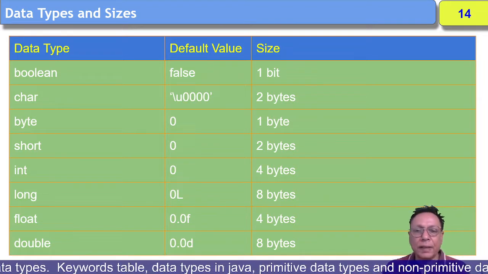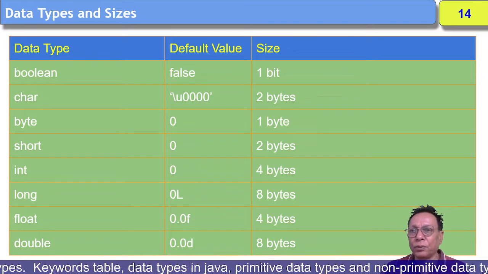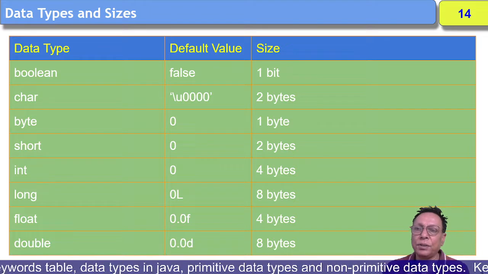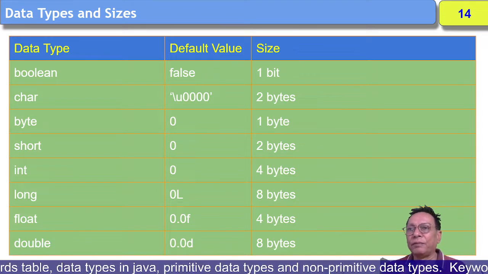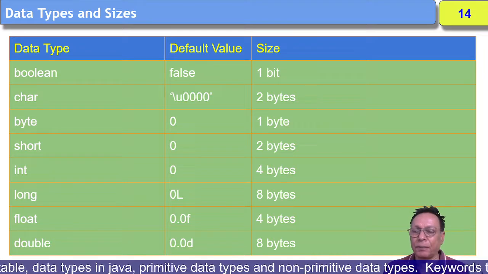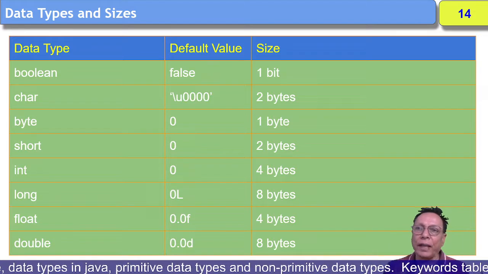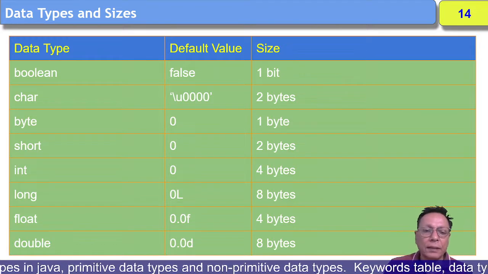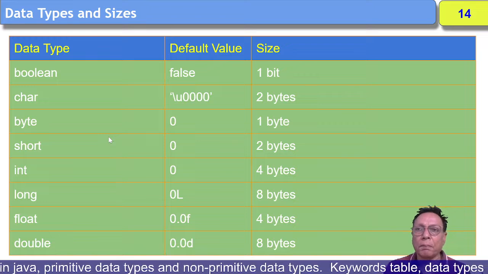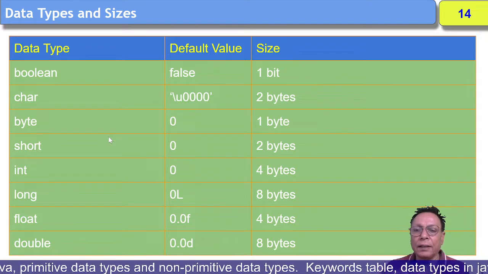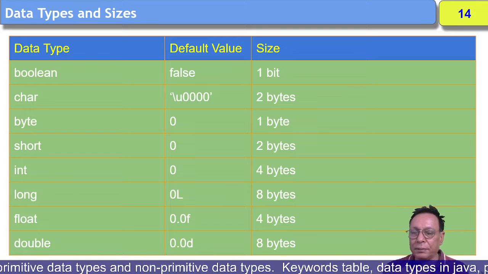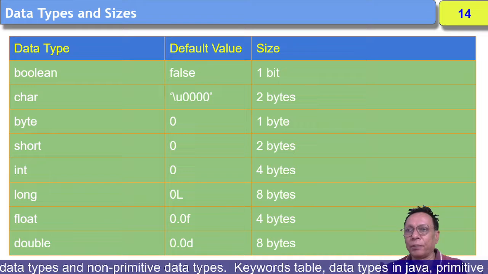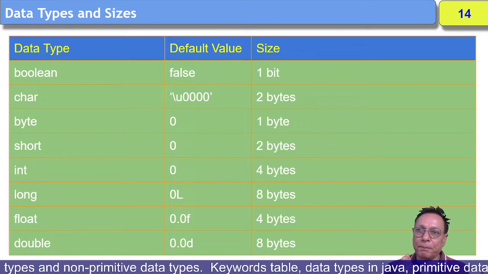And the next type is byte. Its default value is 0. So when you declare any byte type identifier, its default value will be 0, and it will occupy only 1 byte of the memory. 1 byte means 8 bits, as 1 byte is composed of 8 0s and 1s. Then the next type is short, means it is again an integer type and its default value is 0 and it occupies 2 bytes of memory or 16 bits.